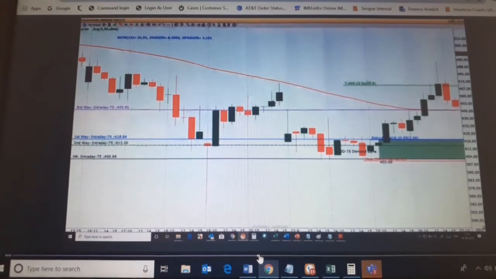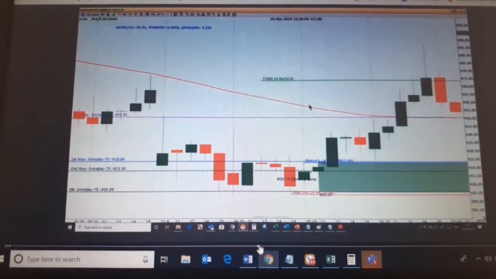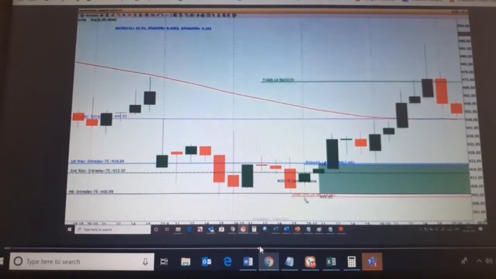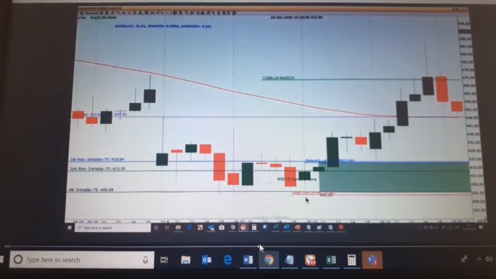Yeah, proximal and distal line. Proximal line and the distal line, or you can say the stop loss line. Sai Krishna, the stop loss line, which I have just put over here.